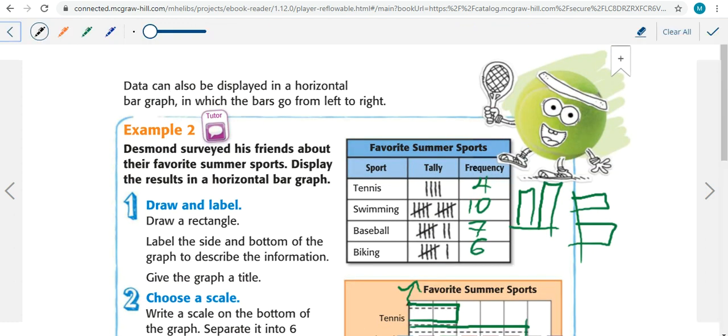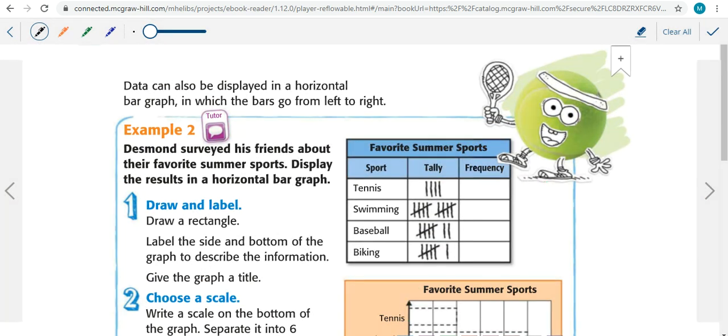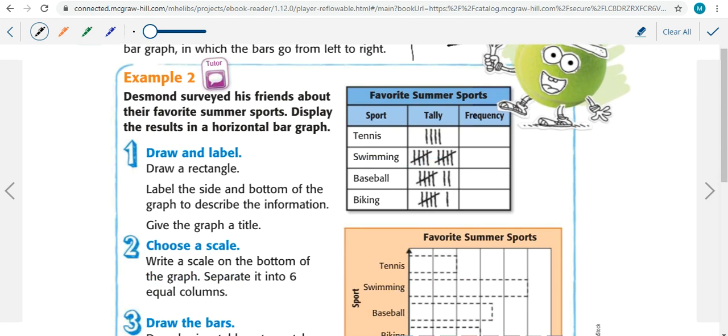Now, let's look at example number 2. Data can also be displayed in a horizontal bar graph in which the bars go from left to right. Now remember, this is vertical and this is horizontal, okay? Example number 2. Desmond surveyed his friends about their favorite summer sports. Display the results in a horizontal bar graph.